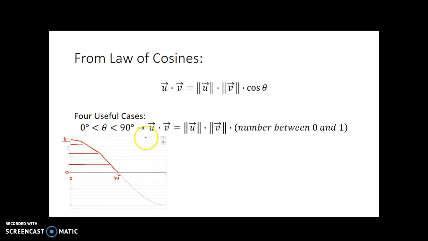So that means the dot product will end up equaling, again, the product of the sizes, and then it's going to be scaled down because we're going to multiply that by cosine of theta, which is going to be a number between 0 and 1.